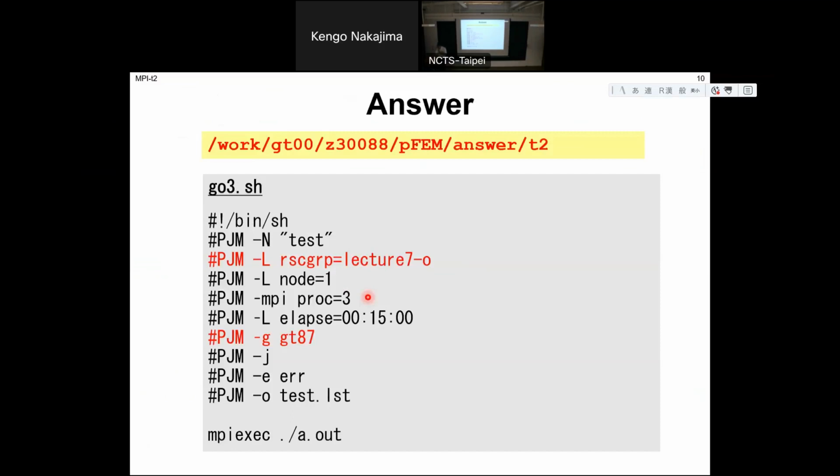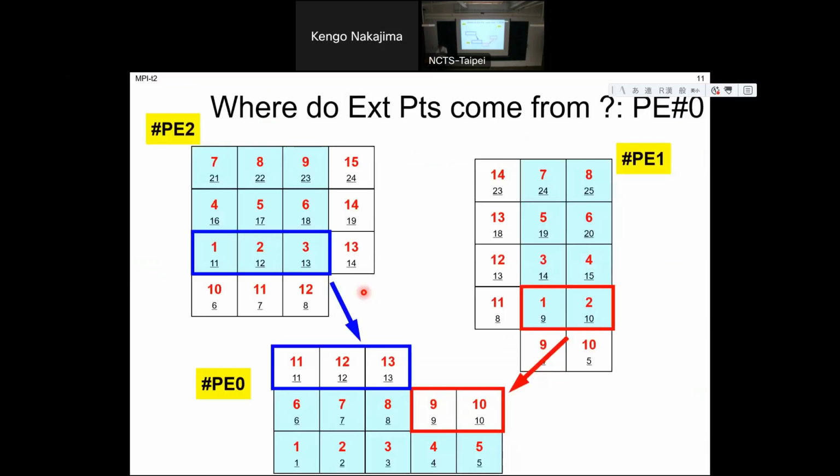Okay, and you can get the answer in this directory. If you go to the PFM answer and T2. T1, you can find the first exercise from yesterday morning. And you can find this one in the neighbor directory. In this directory, you can find resulting files and also this shell script. In this case, you are running 3 processes.